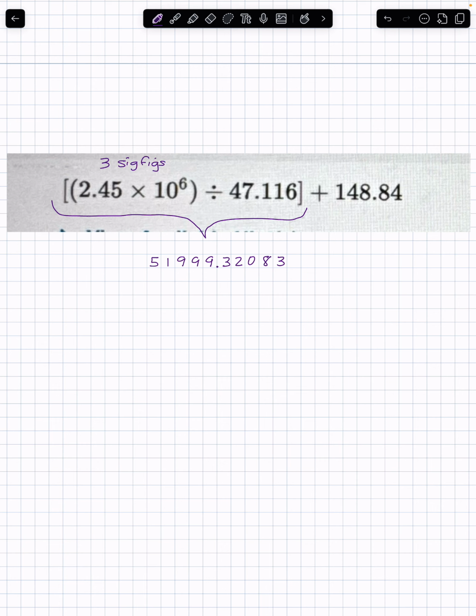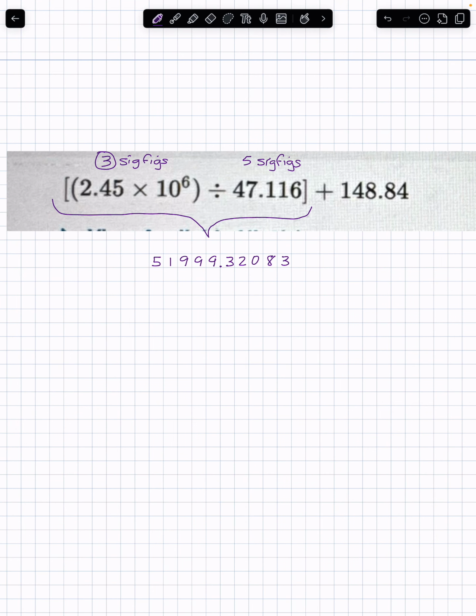And then we look at the other number, and we see that it has 5 sig figs. And the rule for multiplication and division is you pick the smaller. So 3 sig figs it is. So we start over here, 1, 2, 3. This is our last sig fig. So I'm going to underline that.